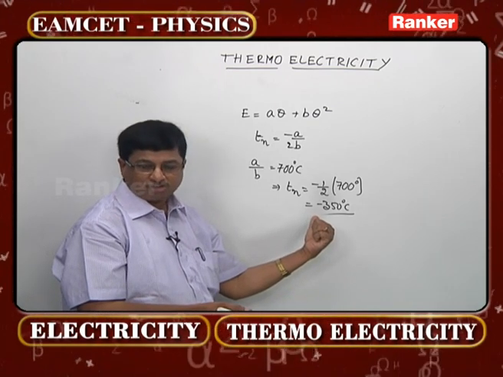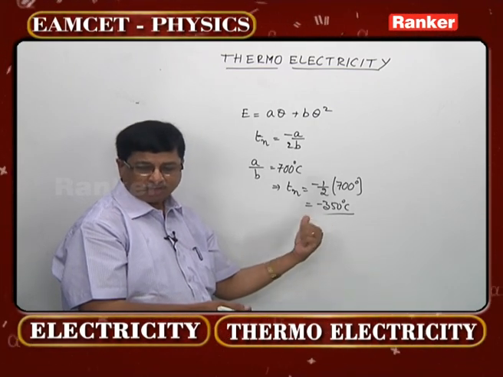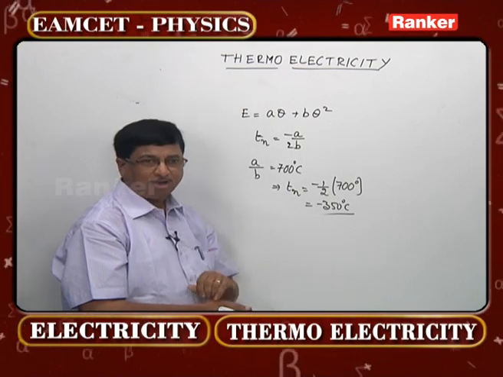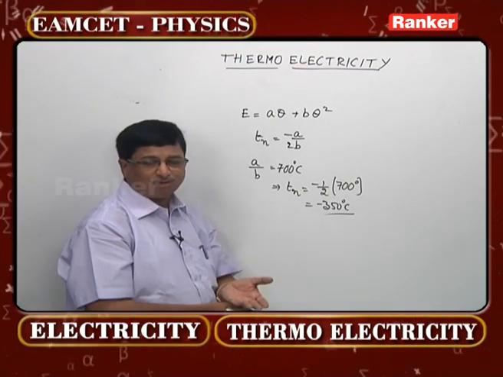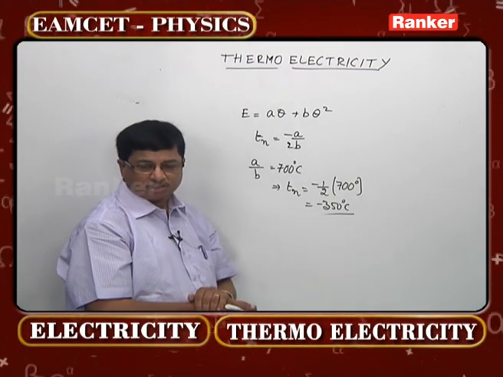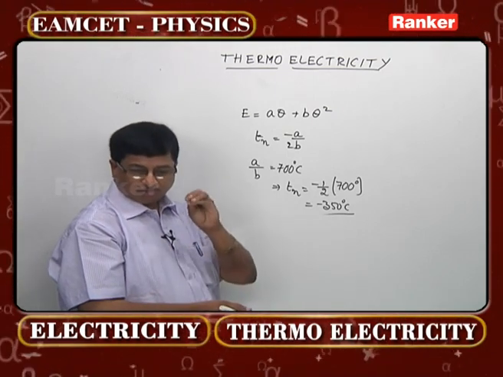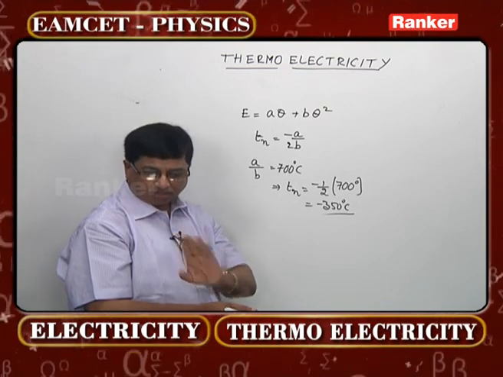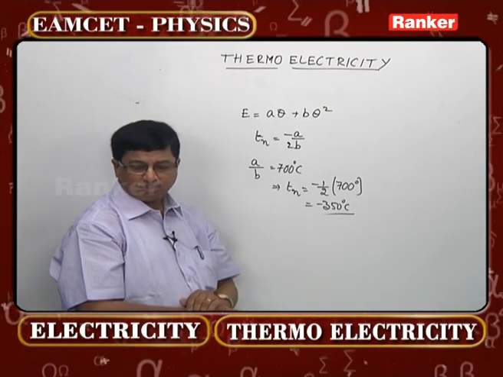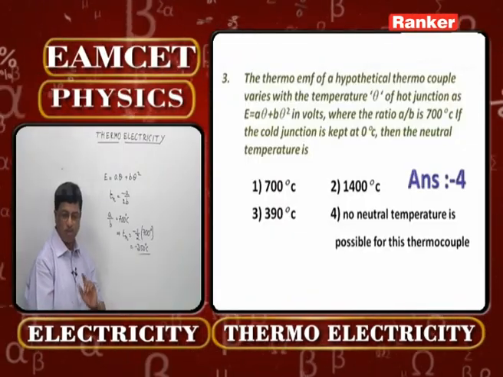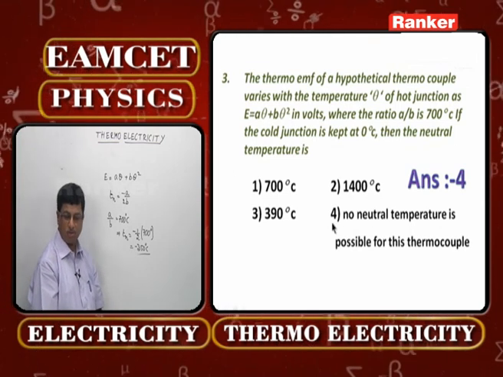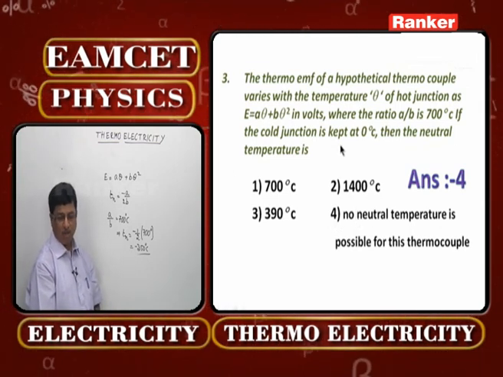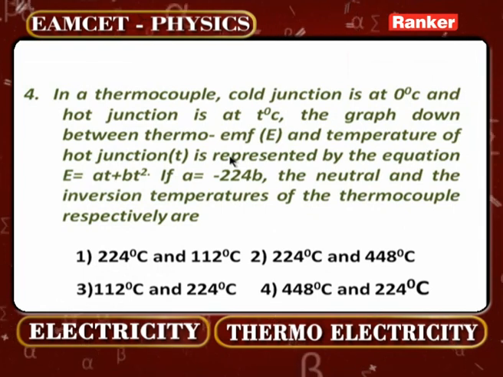Of course, he has mentioned in the very beginning of the problem, hypothetical thermocouple. Hypothetical means which is not going to exist. It's a very simple concept. But as he has given some values, according to those values, you cannot obtain any value of neutral temperature there. So the 4th option is the correct option for this question number 3. Look at the next one, problem number 4.